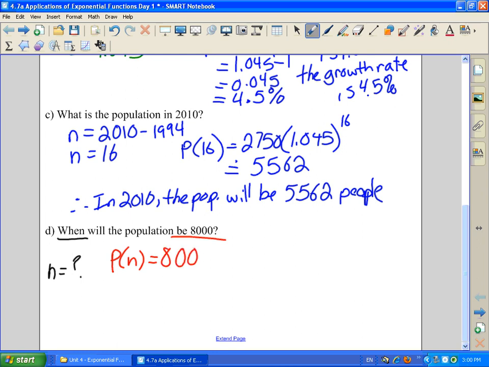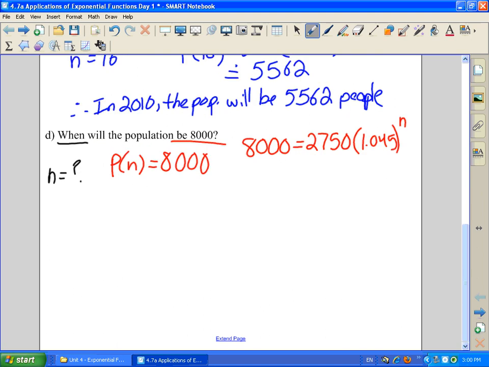So let's plug that into our formula. Instead of P at N, I'm going to go 8,000 equals 2,750 times 1.045, all raised to the N. We do want to try to solve for N, because that's what it's asking us to do. So we need to find one way to make this expression easier for us. And again, the N is attached to this base, so we can't do anything about it. But this whole expression is multiplied by 2,750, so we're going to do the opposite, which is divide.